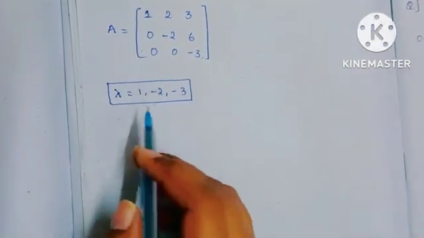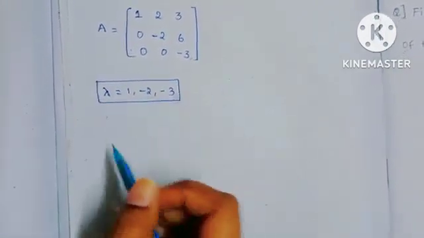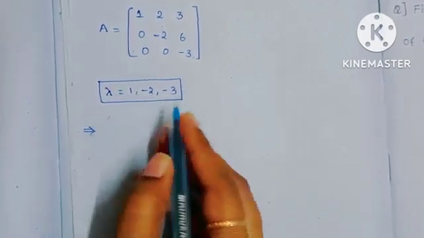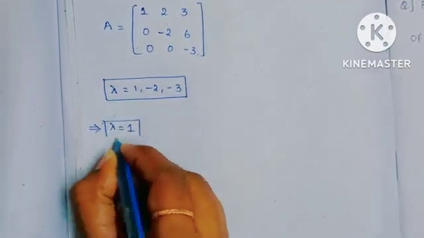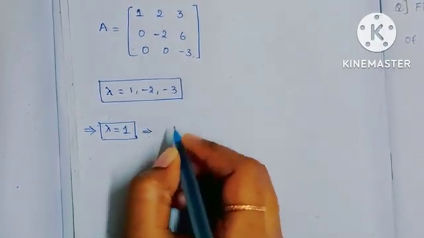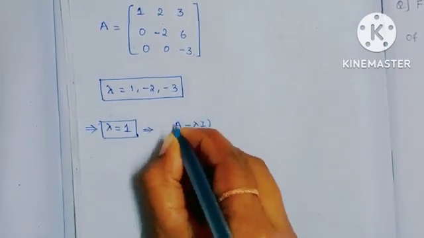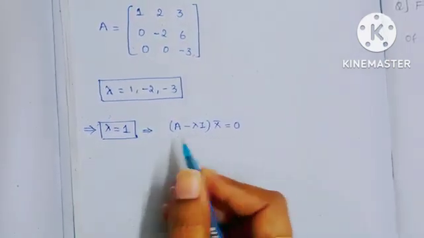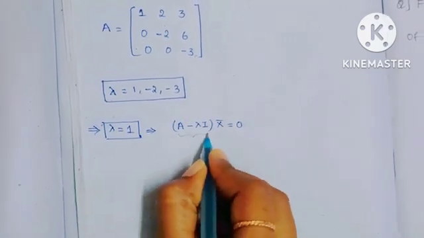Next we have to find the eigenvectors. Here I wrote the given matrix A and the eigenvalues. We know that the eigenvalues are 1, -2, -3. So for the eigenvalue lambda equal to 1, we have to find the eigenvectors. We know the equation to find the eigenvector: (A minus lambda I) x bar equals 0. Here A is this matrix, so I am directly writing the A minus lambda I matrix.